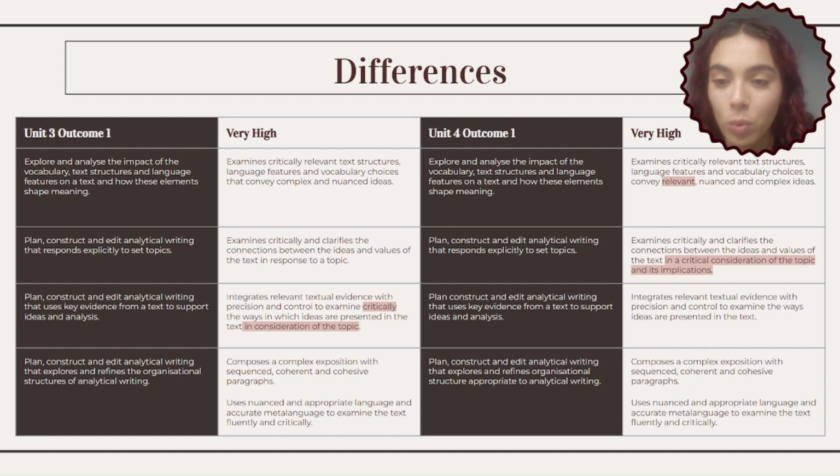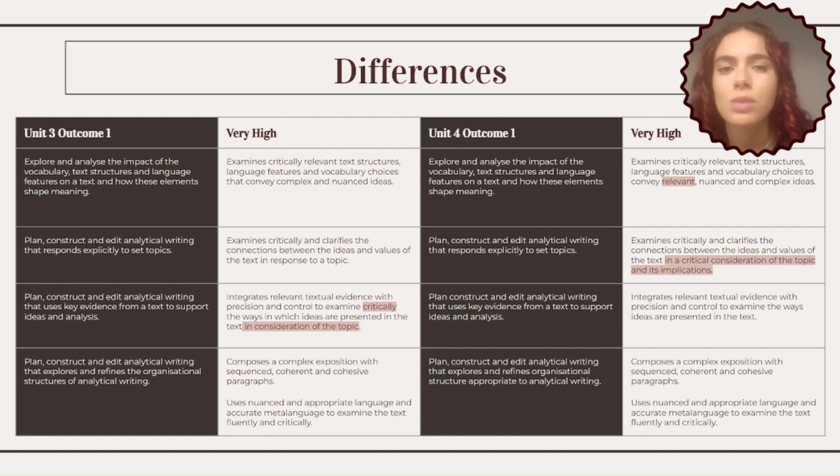Moving down, we are now adding in a little bit more specificity again. In a critical consideration of the topic and its implications. The implications, they absolutely love the implications, all right? This is when we're talking about your ability to respond to a topic. You are considering the topic, the question and the prompt that you've been given, and what it implies about the text, okay? Multiple implications about the text. They're a little bit more lenient on that in Unit 3. They're sort of just asking you to respond, consider it critically, and respond. In this case, consider it critically, and let's include some implications, all right?